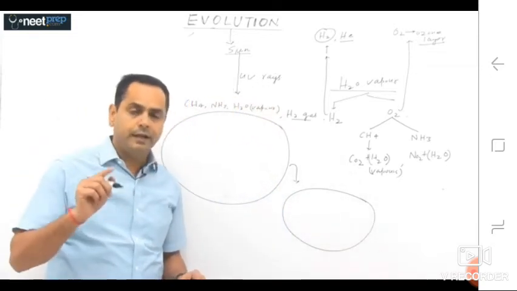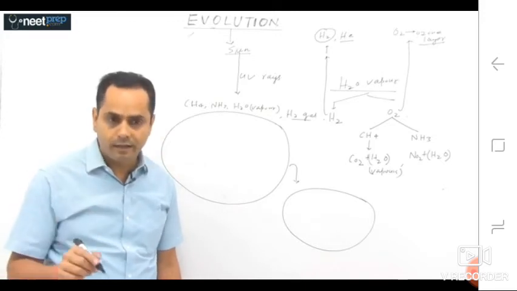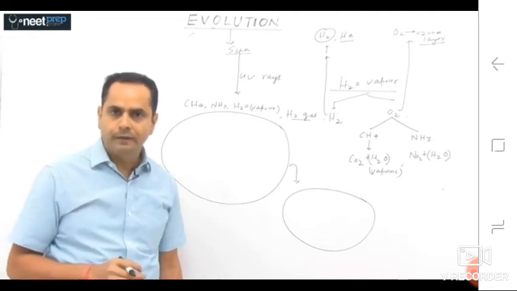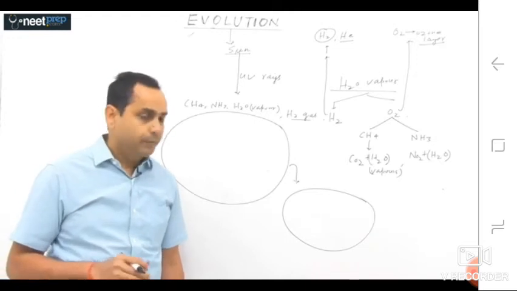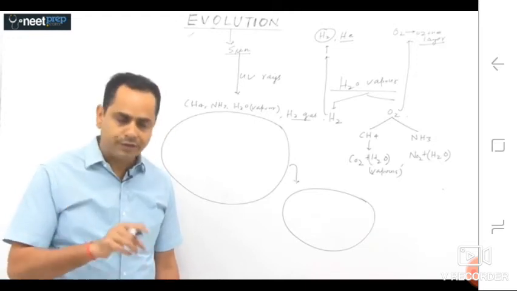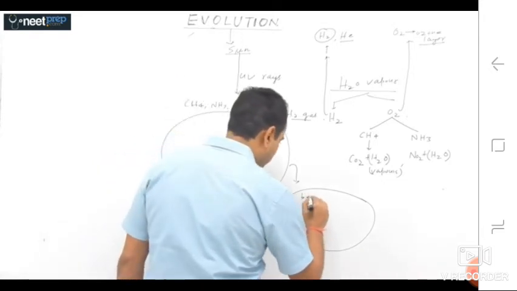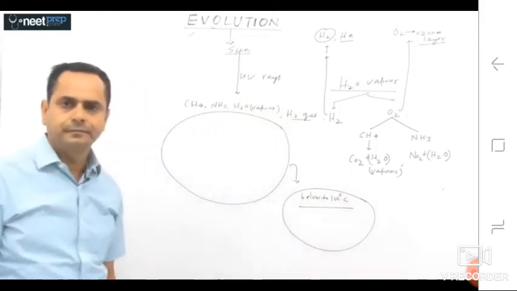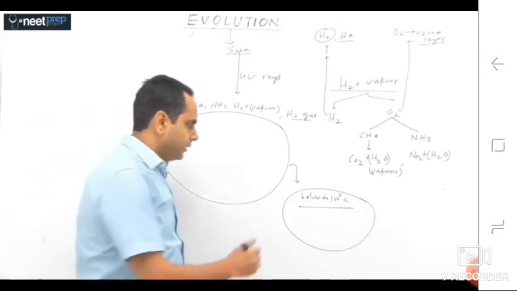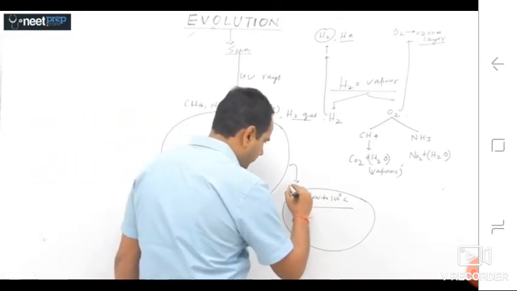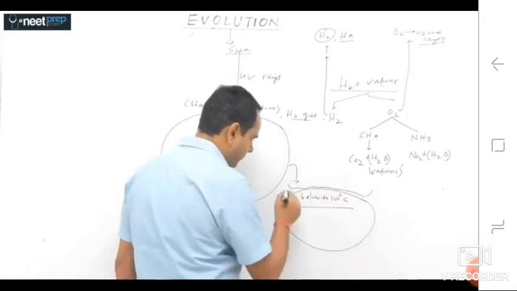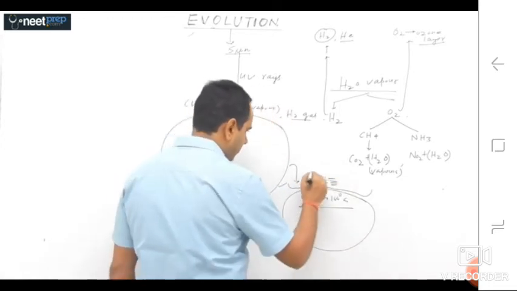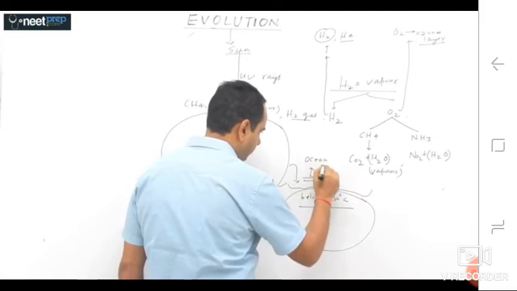So initially the earth temperature was nearly 6,000 degrees centigrade, and we can't think about any existence of water molecules in liquid form. But once the earth temperature reduced below 200 degrees centigrade, the upper surface of the crust filled up with water molecules, and that is the part of ocean water.